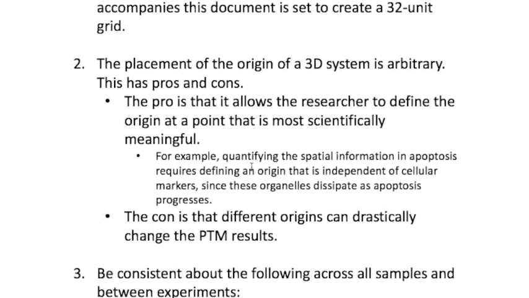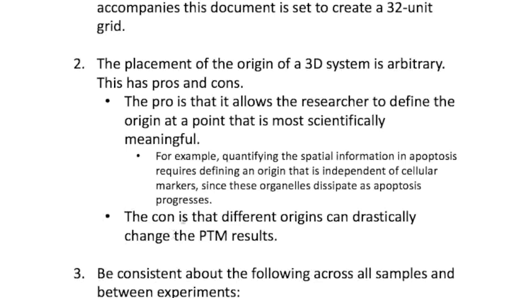Because as a cell undergoes apoptosis, its organelles begin to disintegrate, and as it progresses on, right, you start to lose the traditional physical markers or organelle characteristics, right? Because everything's being degraded. And so you would need to define, in the case of apoptosis, a scientifically meaningful origin, okay, that allows you to consistently compare the early stages of apoptosis with the late stages of apoptosis.